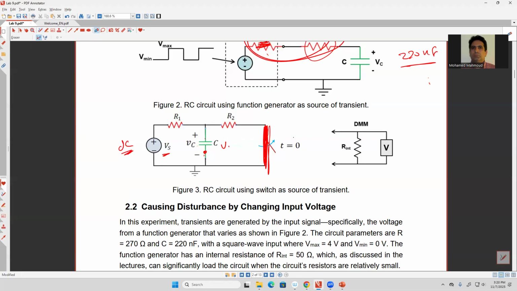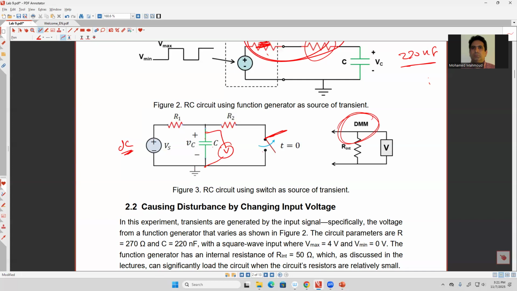After that you need to open the circuit, and then the capacitor should either be charged if Vs is greater than the initial voltage V naught, or the capacitor is going to discharge if the initial voltage is bigger than Vs. Okay, and here, because I'm not going to use the scope, I'm going to use a voltmeter. So you need to connect the voltmeter here.